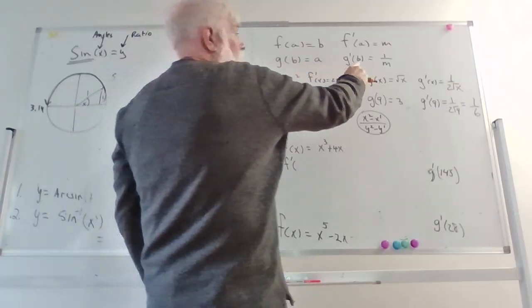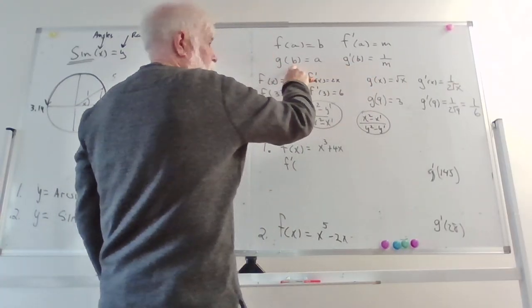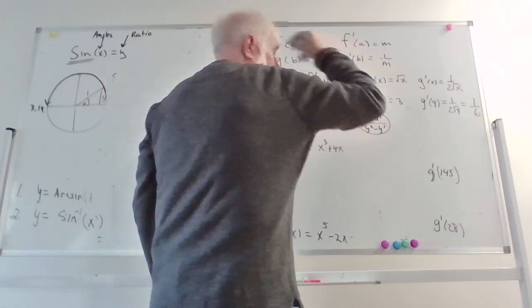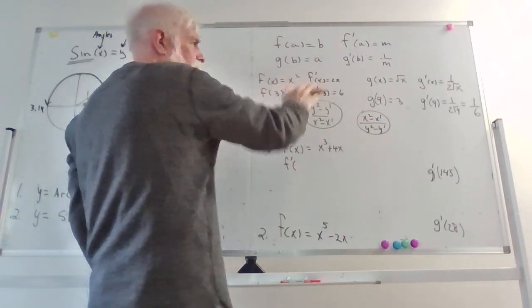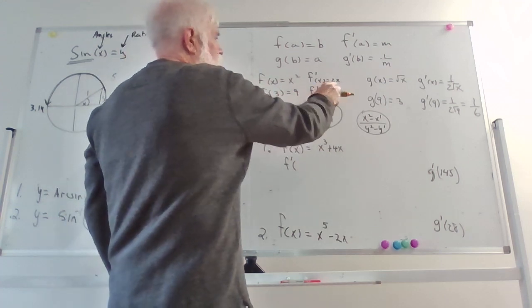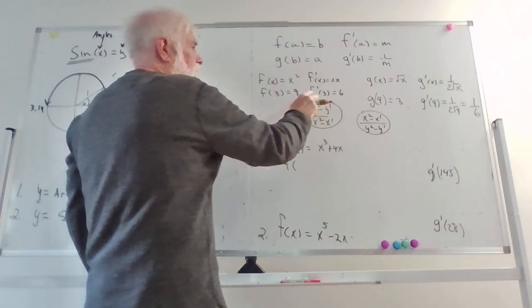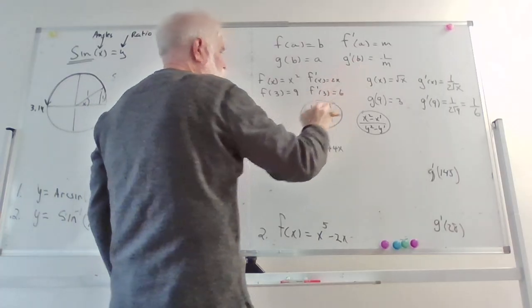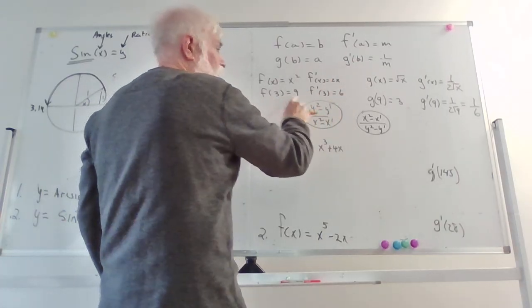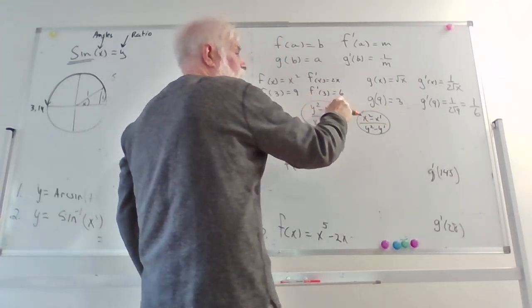And if I want the relationship here, the derivative at b is 1 over m. It's the reciprocal. I showed that a couple of times in earlier lesson sets with x squared. So what's the derivative of x squared? 2x. At x equals 3, f of 3 equals 9 and f prime of 3 equals 6. Then over here, g of 9 should get me 3, and g prime of 9 should get me 1/6.